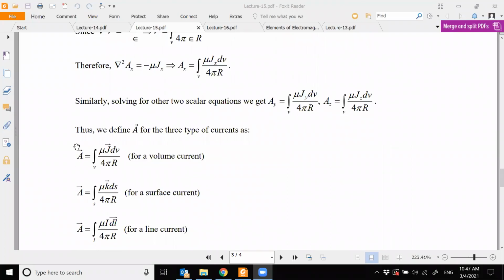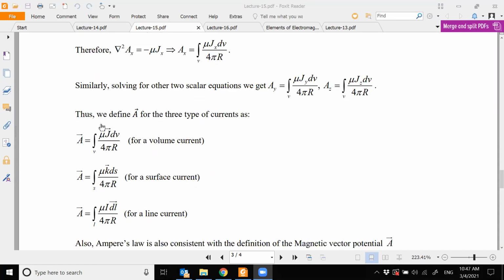Therefore, my A bar will be equal to integral over V of mu J bar dV over 4 pi R, where J bar has components JX, JY, JZ. This is for the magnetic vector potential when I have a volume current. That's why it is J bar.